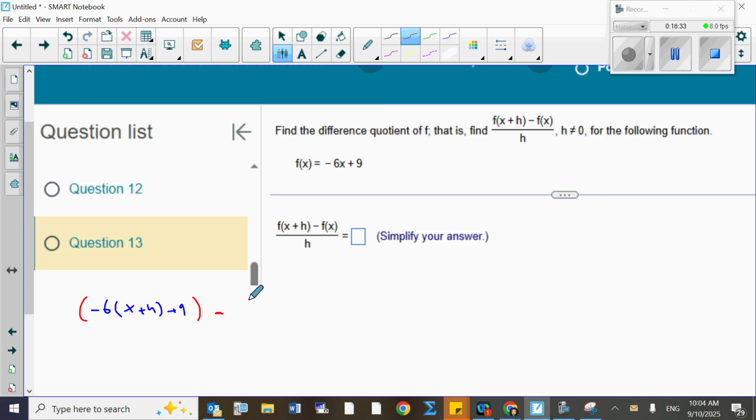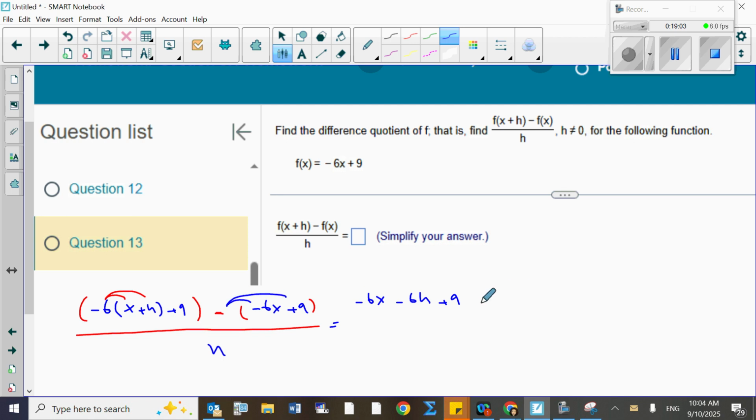Next, I need to find f of x, which is already whatever I have here. So I can write negative 6x plus 9 here. Next, in the bottom, I'm just going to write h. Now we start simplifying. So negative 6 distributes here. I will have negative 6x minus 6h, and I have a plus 9 here. And then this negative will be distributed here. I will have negative times negative 6x plus 6h. Negative times 9 will be negative 9. And the denominator is h.